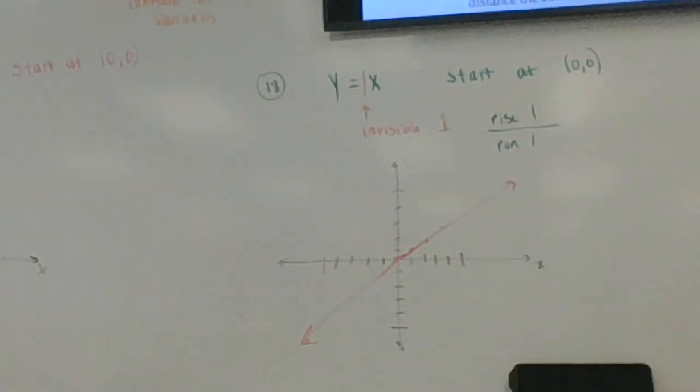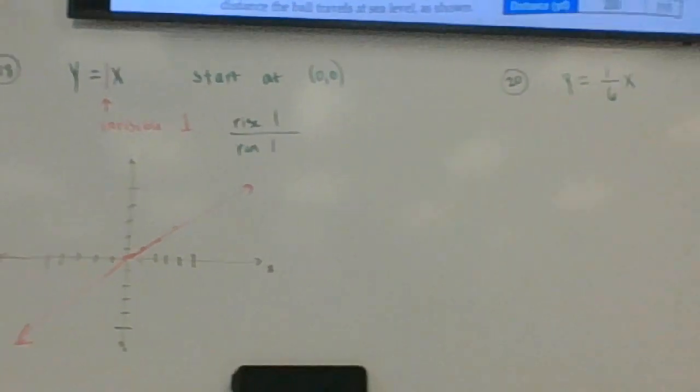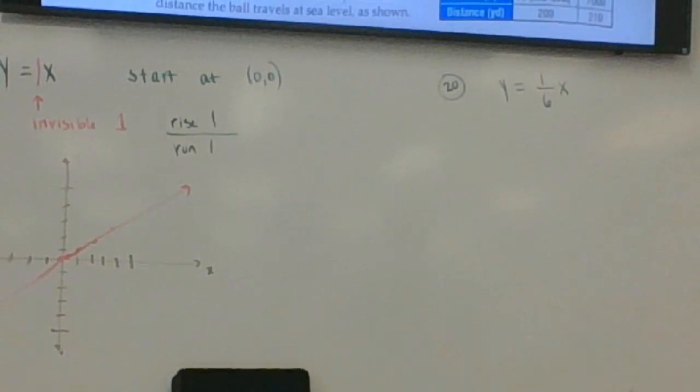All right, 20. For 20, you're going to rise 1, run 6. That should be very flat. Now we're going to have a very flat line. Started at 0, 0, up 1 over 6. Let me give you some time to catch up.